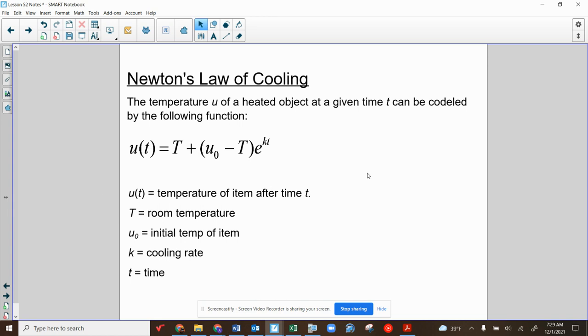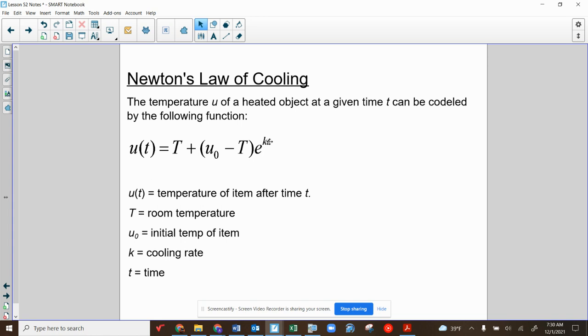Here are the pieces that you would need to do it. The piece here on the left is what the temperature of your object would be after a certain amount of time. The capital T, which is in the formula twice, is what the room's temperature is. U sub 0 is what your item's initial temperature is. K is the cooling rate. That's going to be a negative number, assuming that you're cooling something, because your temperature is going to go down, so your rate has to go down.